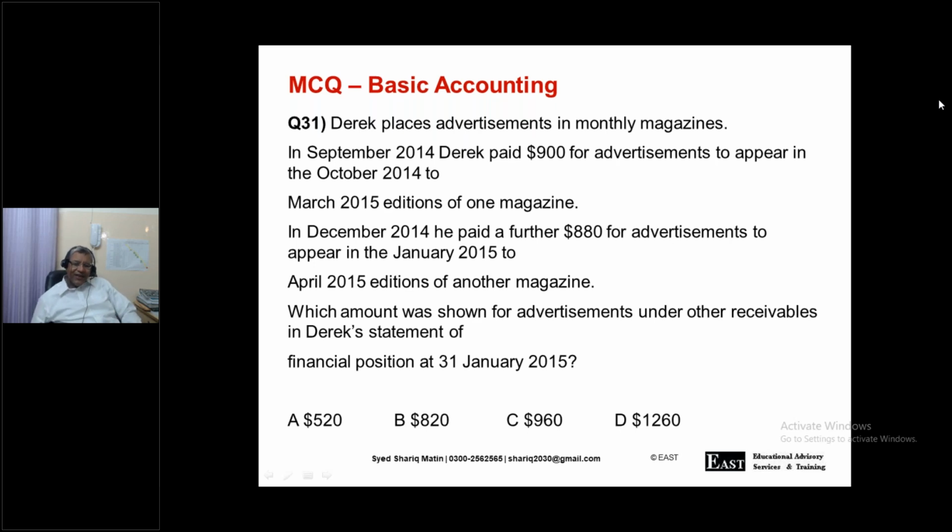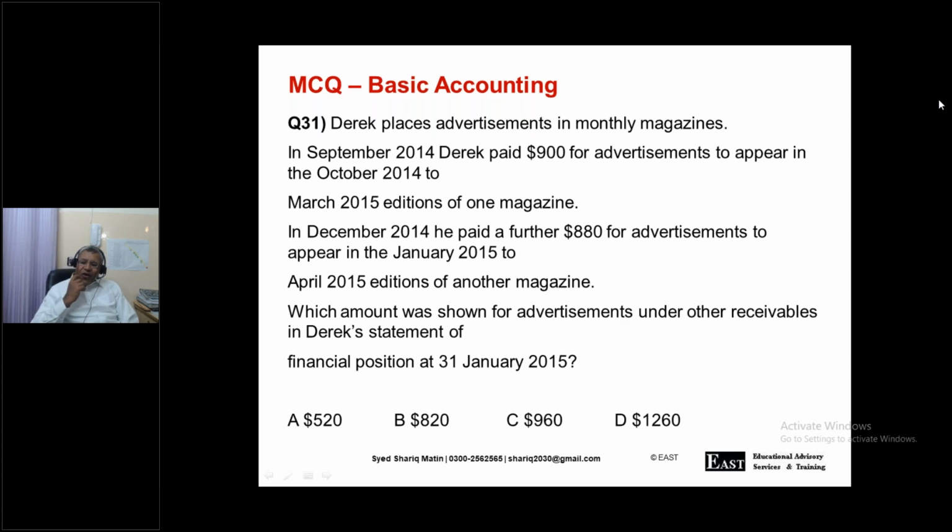So this 900 is for 6 months. We'll find out for 1 month, which will be 150, and then we'll multiply it by two, which will be 300. For the second, we'll do the same thing. 880 divided by 4, and then we'll find out the prepayment, which will come 660, and when we add it, it will come 960. Brilliant. Excellent. Fiza, I'm glad that's right. Thank you very much.